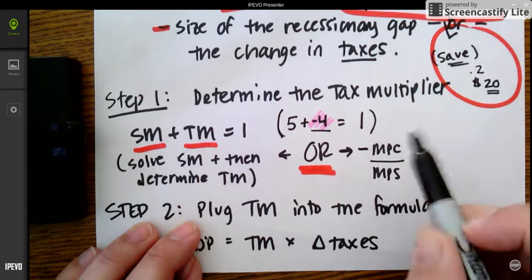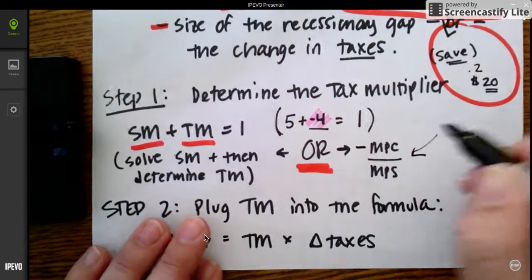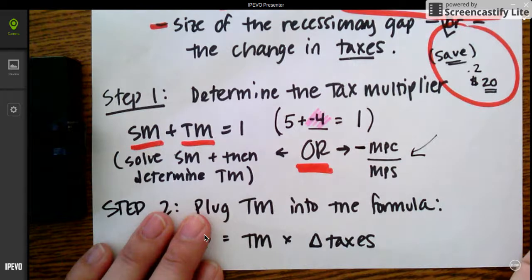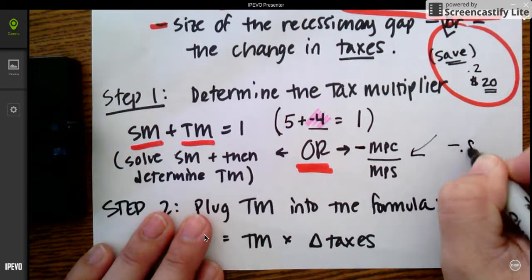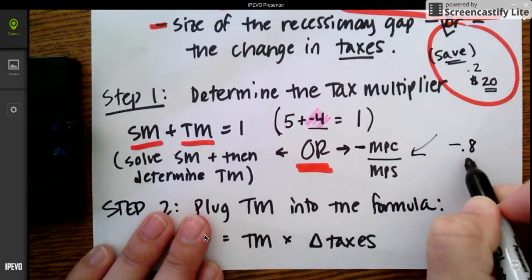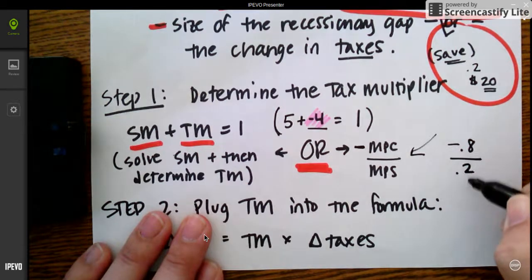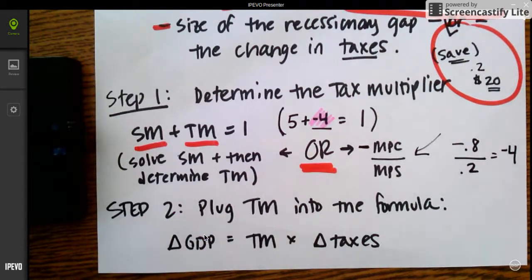But you might be somebody that says, well, I can take out another formula. So here's your other formula. You take the MPC, the negative of that number. So if your MPC is a 0.8, you're going to take a -0.8. And if your MPS is 0.2, because again, they add up to 1, you're going to take a -0.8 divided by a 0.2, and that equals a -4. So you're going to come out with the same number in the end, either way.